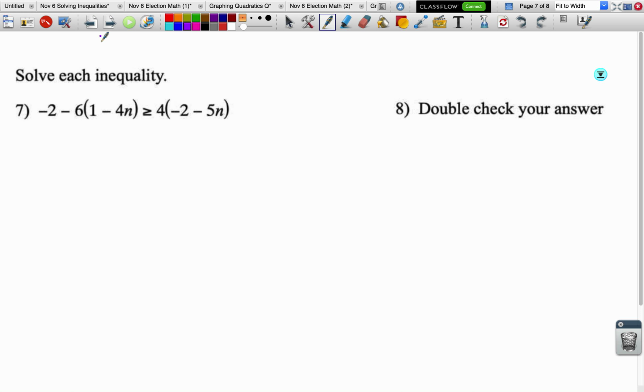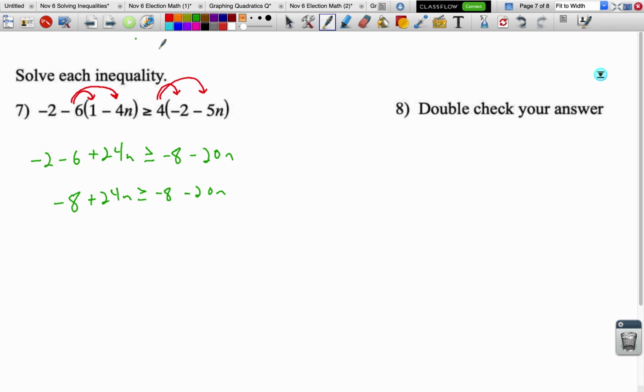All right, last one. Here we have to distribute twice, and then let's double check our answer. So distribute the negative 6 here. Remember the negative comes with. Distribute the 4 over here. On the left, I get negative 2 minus 6 plus 24n. Negative times a negative is a positive. It's greater than or equal to negative 8 minus 20n. All right, let's combine like terms. The negative 2 and the negative 6 can become a negative 8. Plus 24n is greater than or equal to negative 8 minus 20n.